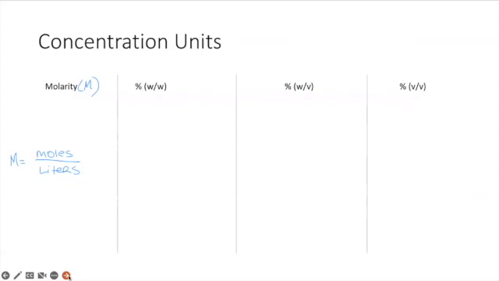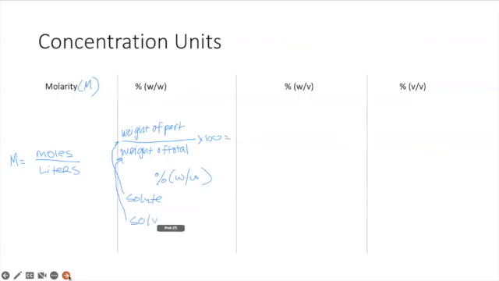Percent weight, which I just kind of gave you a little intro to, is the weight of a part over the weight of the total times 100. And that's going to equal our percent weight. Usually this weight of the part is your solute and the weight of the total is your solvent. Basically it's small part divided by big part times 100. And so the same goes for weight volume.